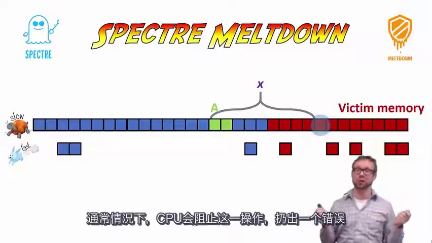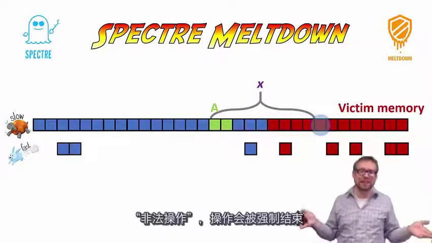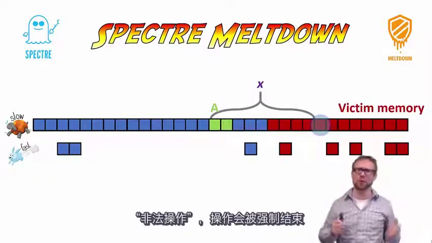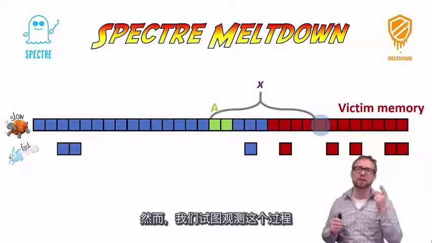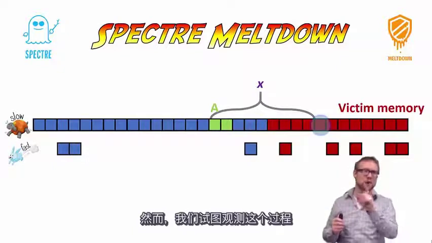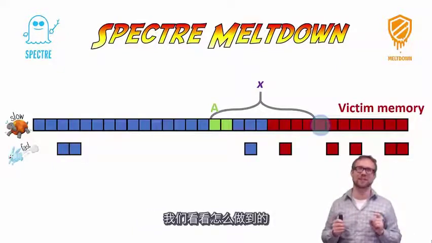Normally when you would be doing this, your CPU or your operating system would actually trigger a fault. It would say, hey, this is not allowed. I'm going to kill this program. It's going to perform an illegal operation, if you like. But we're going to do it speculatively. So let's look at how that plays out.